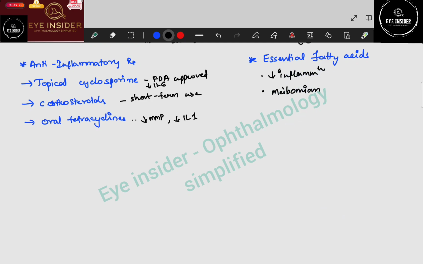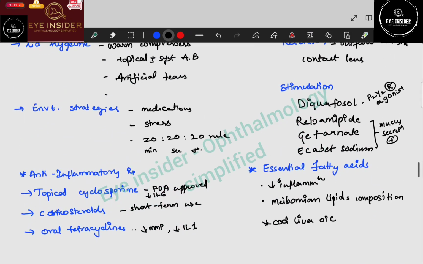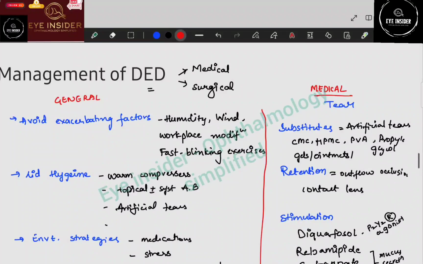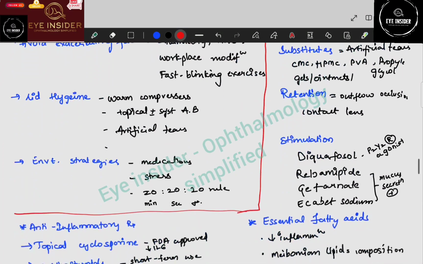Now we also have medical management with the help of essential fatty acids. There have been studies that the meibomian lipid composition has been altered, which leads to dry eyes. That's why we have to give essential fatty acids in the form of oral cod liver oil and so on. These reduce inflammation. So this was regarding the medical management.